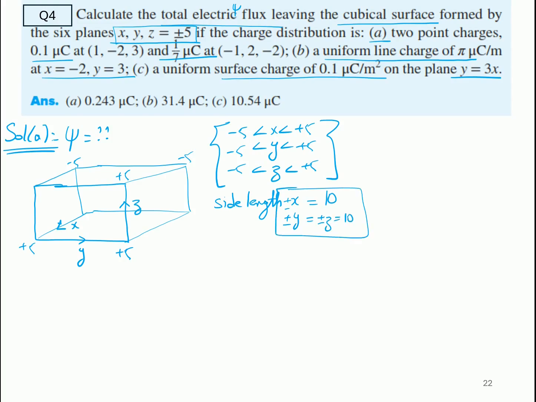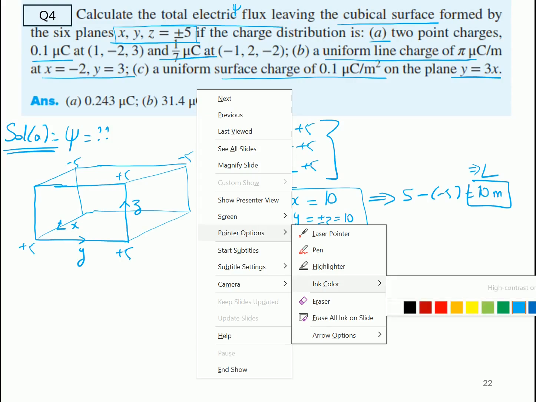Side length of a cube means you just take the difference between two faces. For example, for x, I know it is at 5 minus minus 5, so it is 10. So this is the side length, or you can say the value of L for one side of the cube. It is the same for y and z because the ranges are plus minus 5 for all of them. So now I need to find the total charge. So I have to see whether the points provided are lying inside the cube or not.